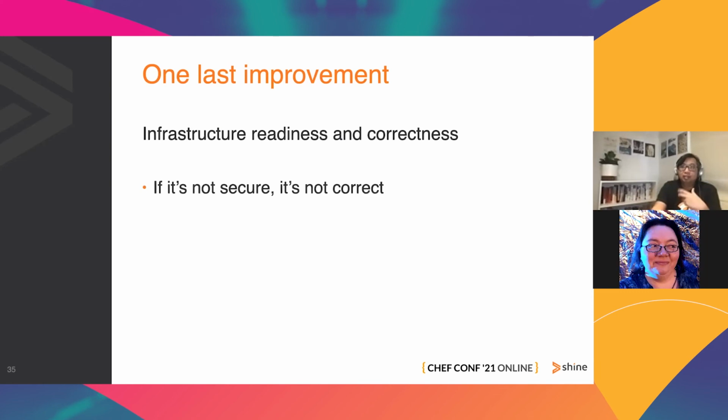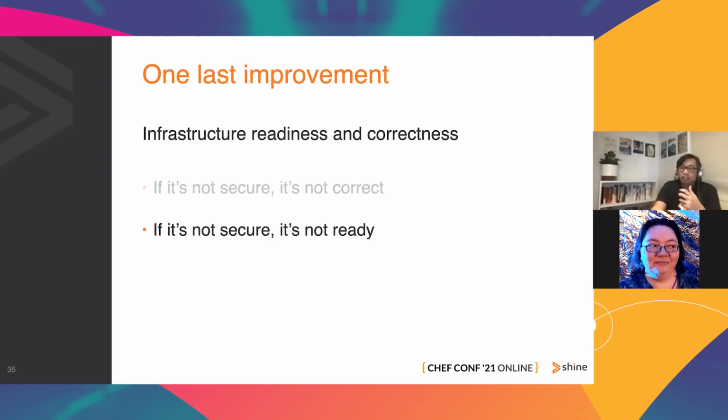We wanted to change our mindset into thinking that if it is not secure, then it's not correct at all. If it is not secure, we cannot consider the application, the server, or the environment to be ready. So security should be part of correctness and readiness. If it's not secure, then it's not ready. As simple as that. That was the one last improvement that we added to the project.